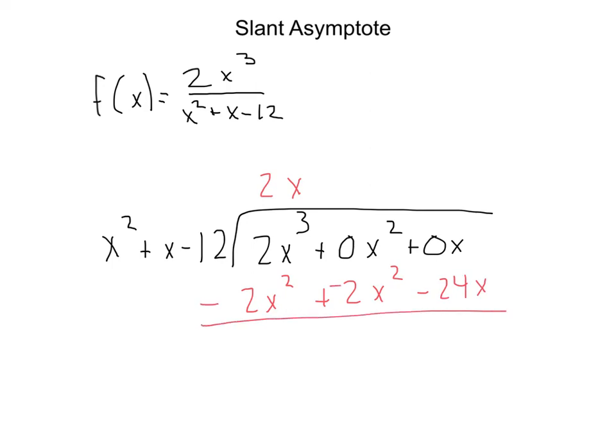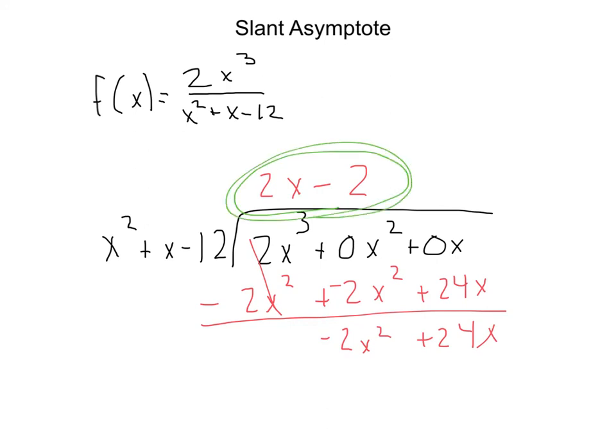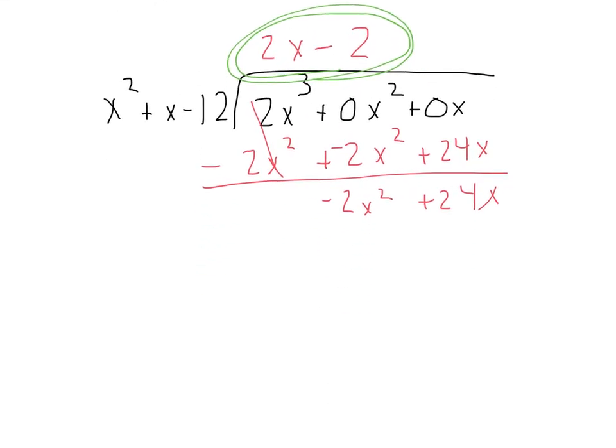I go ahead and I subtract everything. That's going to distribute, cancel out. It's going to give me negative 2x squared plus 24x. Alright, what times x squared gives me negative 2x squared? That's going to be minus 2. Alright, now this is where you can stop. All you have to do is to do 2 terms, because this is what we're going to be focusing on for our slant asymptote. Our slant asymptote, in this case, is going to be a line y equals 2x minus 2.